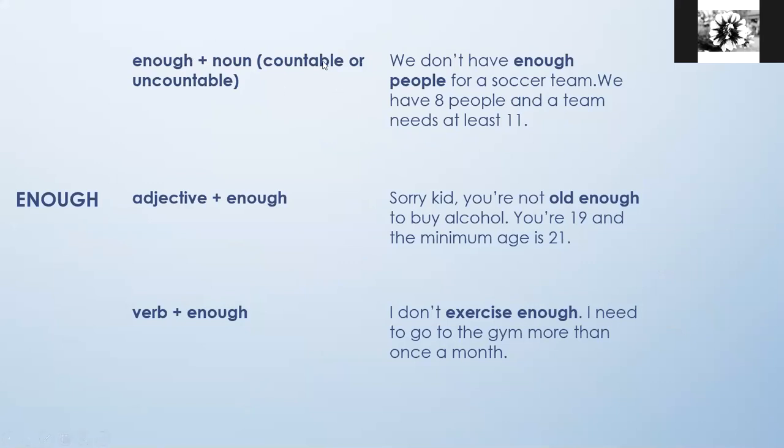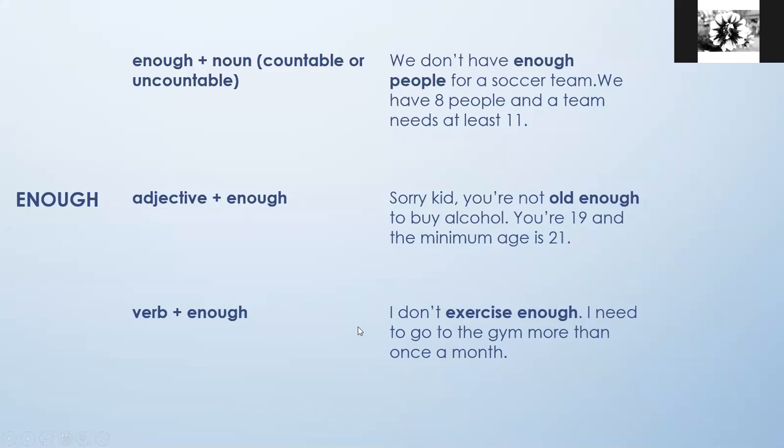The noun can be countable and can be uncountable. Okay, and then adjective followed by enough. Another example is: sorry kid, you are not old enough to buy alcohol. You are 19 and the minimum age is 21. So here, old is an adjective and enough is enough.